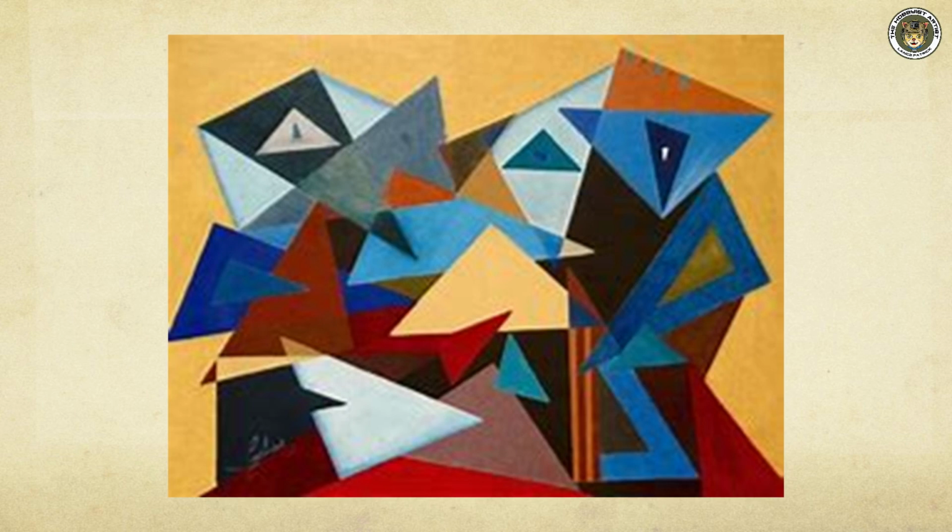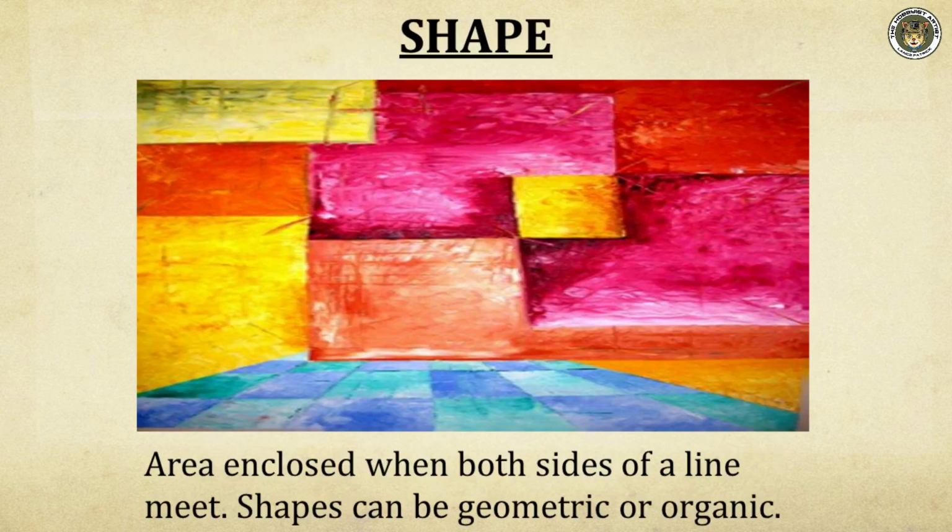Of course, we have shapes. Ito yung sinasabi ko kanina na two-dimensional. Area enclosed when both sides of a line meet. Shapes can be geometric or organic. So, it can be a 2D or 3D.